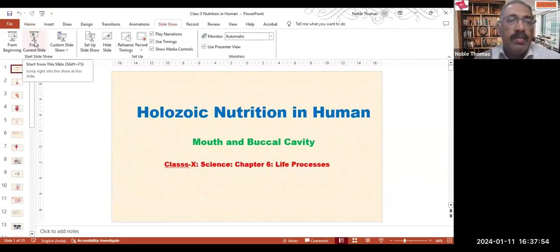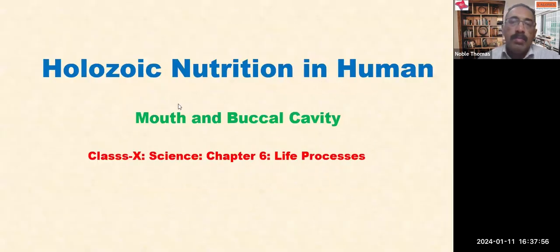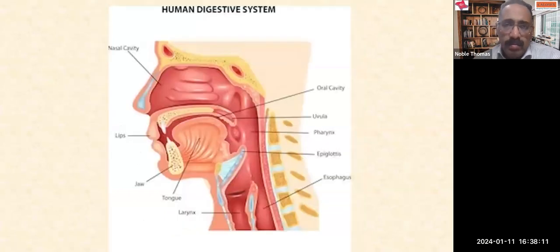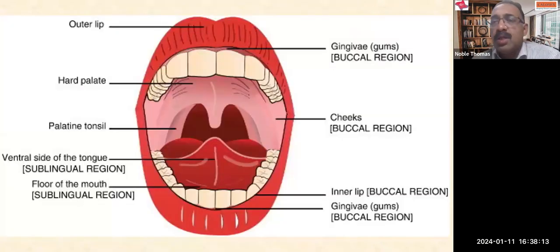Human is a holozoic animal. The human digestive system is a very complex digestive system. It has many parts involved, so we need to study them in detail, but I'm going a little quickly. The first portion is the mouth and the buccal cavity. All the components of the mouth and buccal cavity need to be learned.